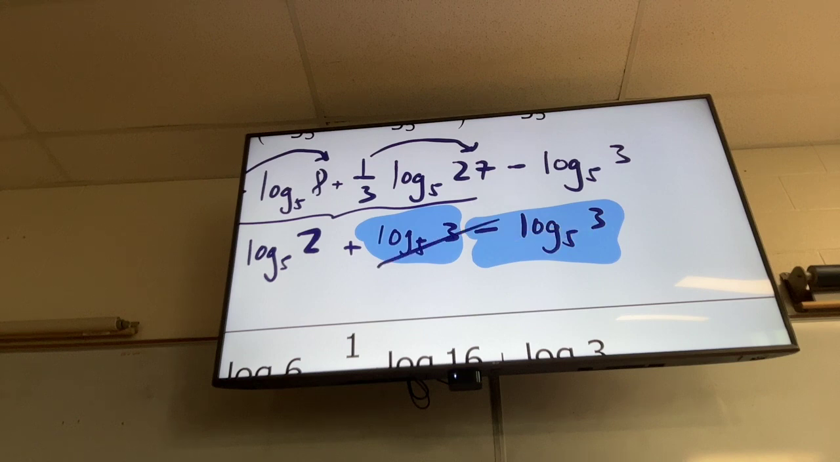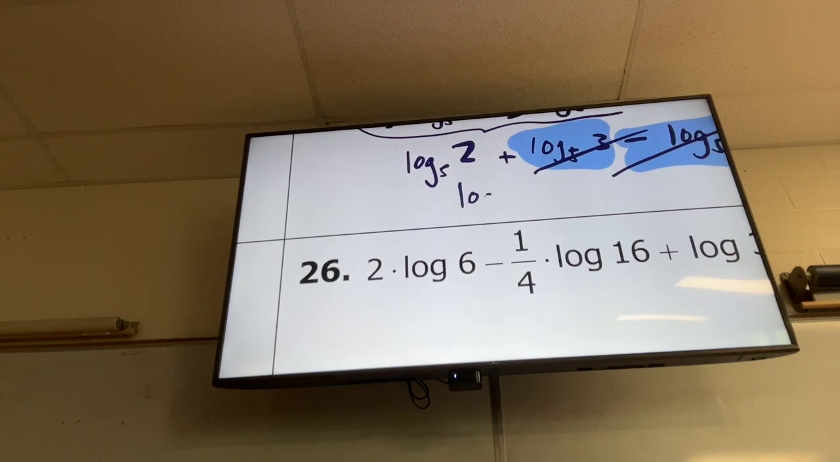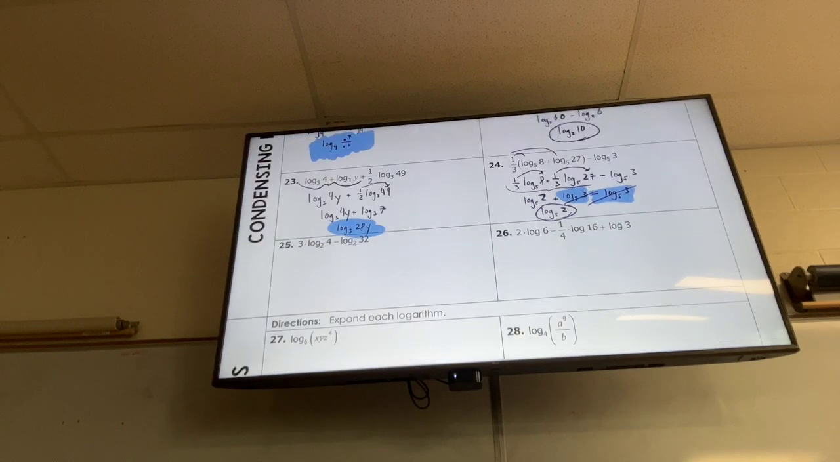Which is log base 5. Maybe I should have done it the roundabout way for you guys.